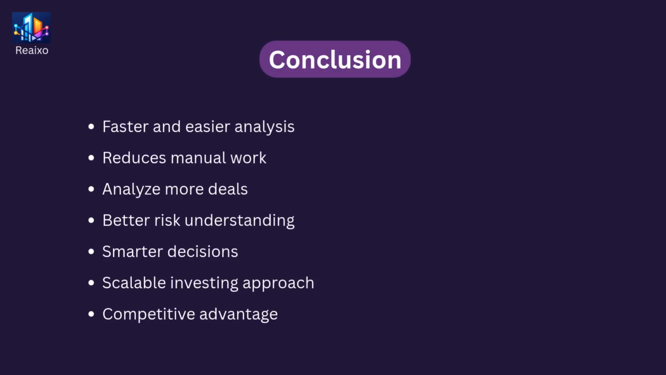Conclusion: AI is fundamentally changing how real estate investment decisions are made by making complex analysis faster, more accessible, and more accurate. Instead of relying on manual calculations and limited deal flow, investors can now evaluate multiple opportunities, model different scenarios, and understand risk with far greater clarity. By combining financial analysis, market intelligence, and structured decision-making, AI enables a more disciplined and scalable investment approach. Those who adopt these tools early will be better positioned to identify high-quality deals, manage risk effectively, and build stronger real estate portfolios over time.